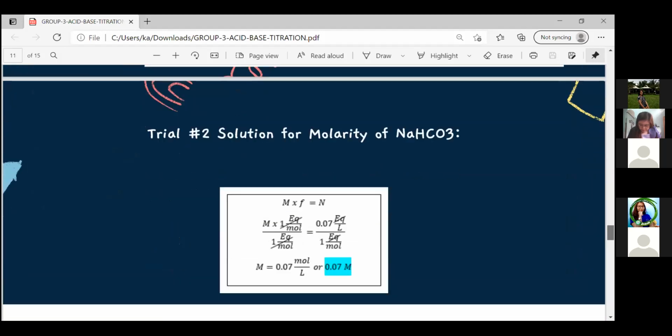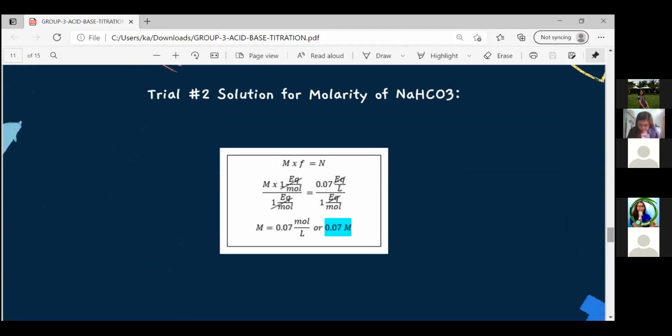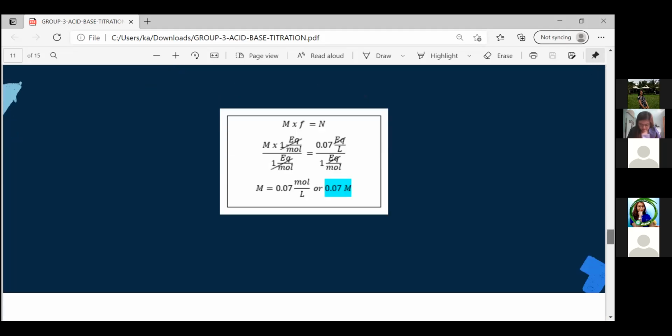Next, Kyle. So for trial number 2 sa molarity ng ating sodium bicarbonate, we have here M times F is equals to N, wherein M here is the molarity, F is the frequency, and N is for the normality. So substitute, we have here M times 1 EQ per mole over 1 EQ per mole is equals to 0.07 EQ per liter over 1 EQ per mole. So we have here 0.07 mole per liter or 0.07 molar.